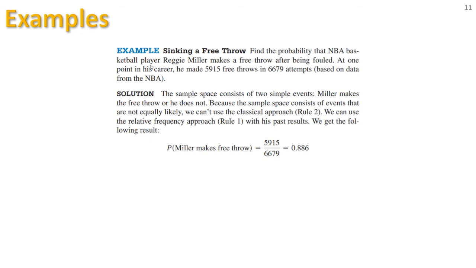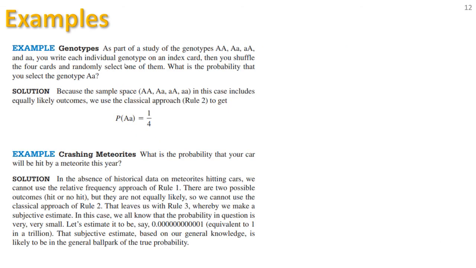So in this case, how many successes did he have? He had 5,915. And the total number of attempts was 6,679. So the probability then is 0.886.